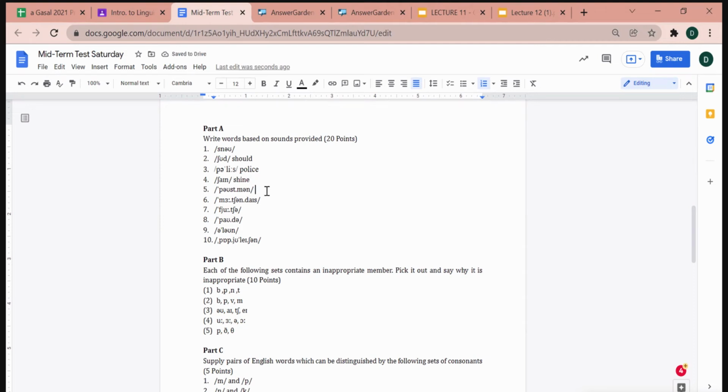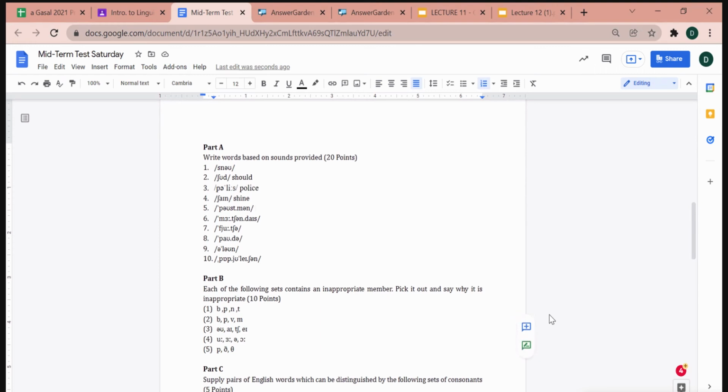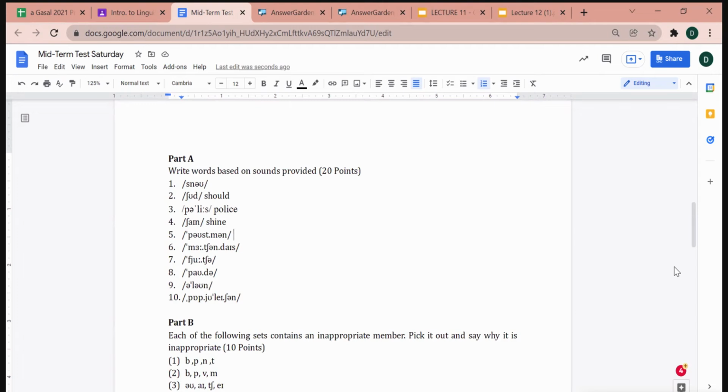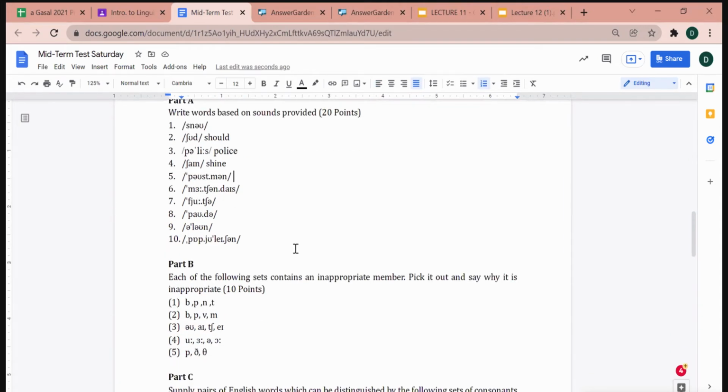Number 5. Postman. Yes, postman. Number 6. Merchandise. 7. Future. Yes, future. Sa depan. Number 8. Powder. Betul. Number 9. Alone. 10. Population. Population. Betul.